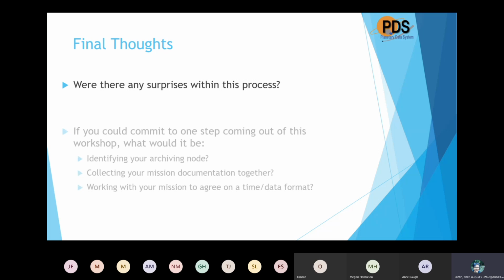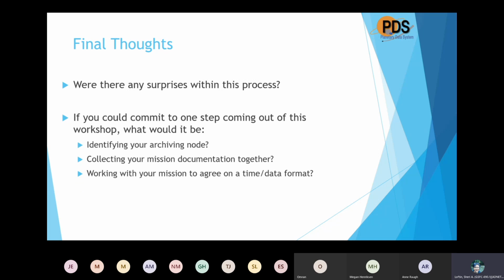All right. At the end of this, is there anything you can commit to doing to make sure that your archive is the best archive it can be? Can you commit to maybe identifying your archiving node? Can you start getting your mission and study documentation together? If nothing else, can your mission agree on a time and data format that they want to archive in?